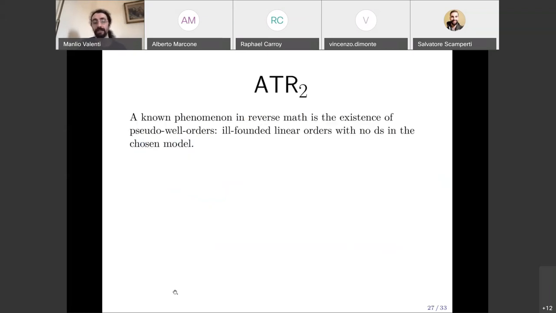So what is ATR2? ATR2 somewhat corresponds to one of the possible ways you can phrase the main axiom of ATR0, if you want, in the context of Weihrauch reducibility. When I said main axiom, I mean the fact that you can iterate any arithmetic formula on a well-ordering. This is what arithmetic transfinite recursion means.